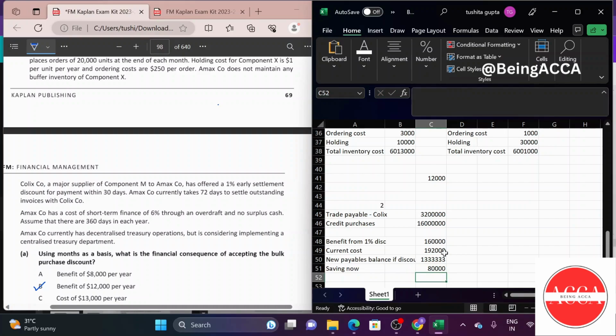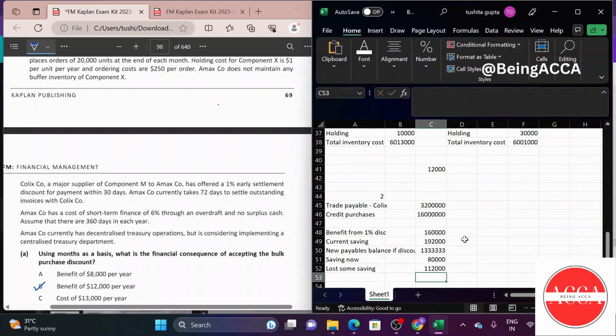So earlier we were saving this much. Currently, this was the saving. And now we are saving only this much. So we have lost some saving. How much have we lost? We were earlier saving this much, now we'll only be saving this much. So this is our lost saving.